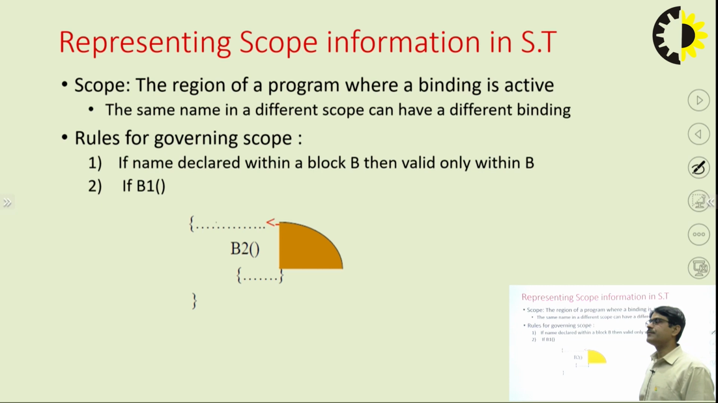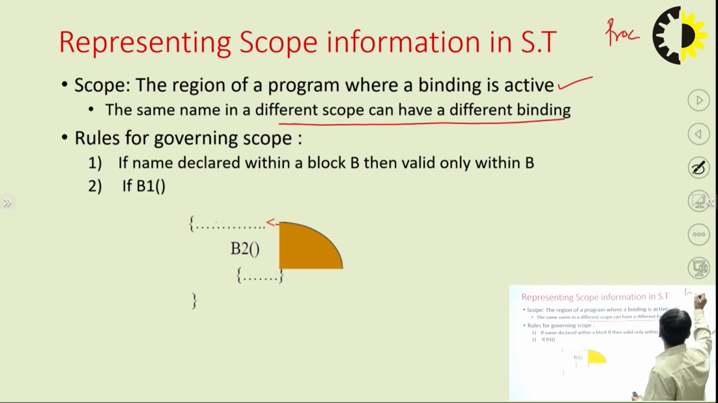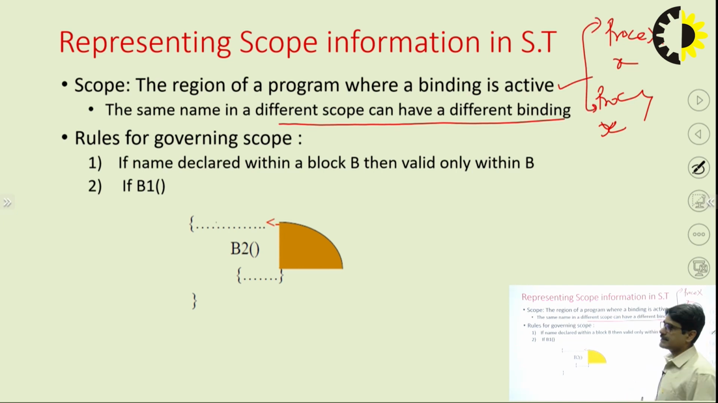Then representing scope information in the symbol table. How is the variable's scope represented? There is a part of the program where a binding is active. The same name in a different scope can have a different binding. Definitely. Suppose we have procedure X here, procedure Y here, and X is also there. In both of the procedures, the value of X and X is different because it is the local part of this procedure. So that is the important thing. It depends upon the scope, where the binding of this variable is with which particular program.